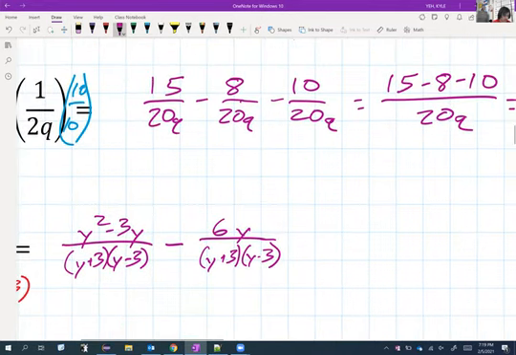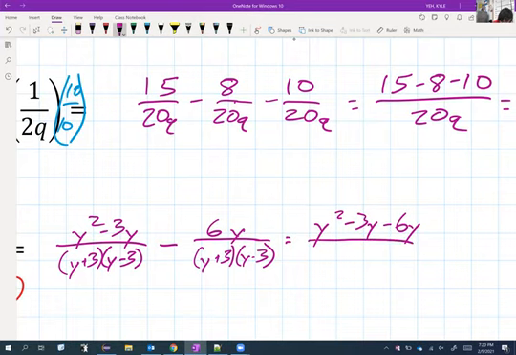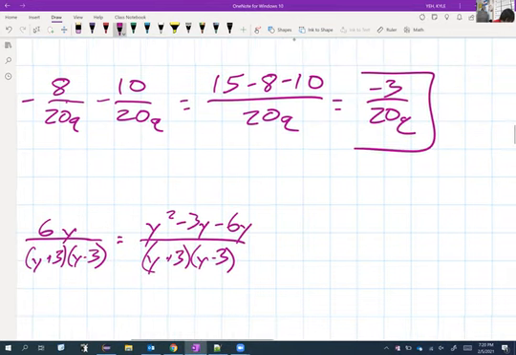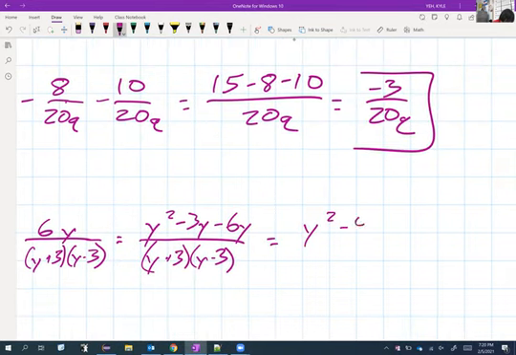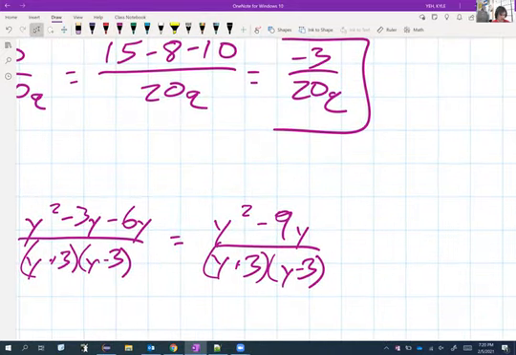So now I can put those over the same denominator since it is common: y squared minus 3y minus 6y, all over y plus 3, y minus 3, which is y squared minus 9y over y plus 3, y minus 3. And it's a good idea at this point to try to factor, even your final answer. See what you get in case there are things you can cancel out.